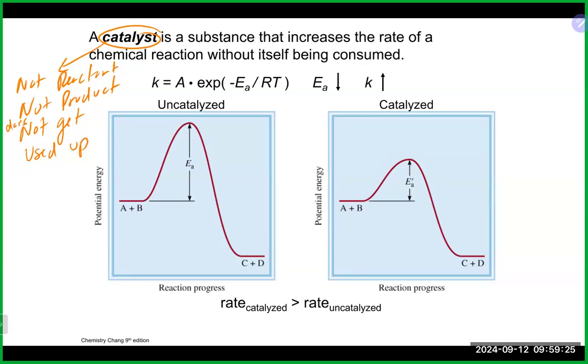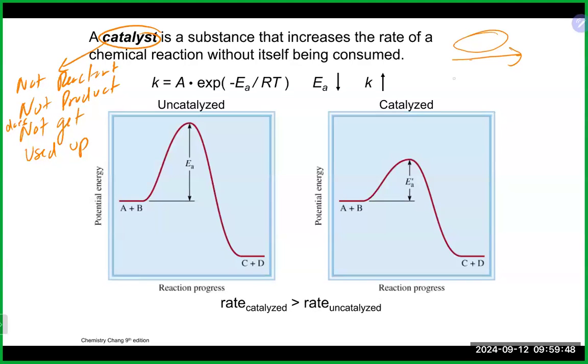Does not get used up. We typically, again, in equations, find catalysts written on top of the arrow. A lot of times is where we see them written in equations. And ultimately, what they do is find a more efficient pathway, if you want to think about it in that sense, for that reaction to take place.